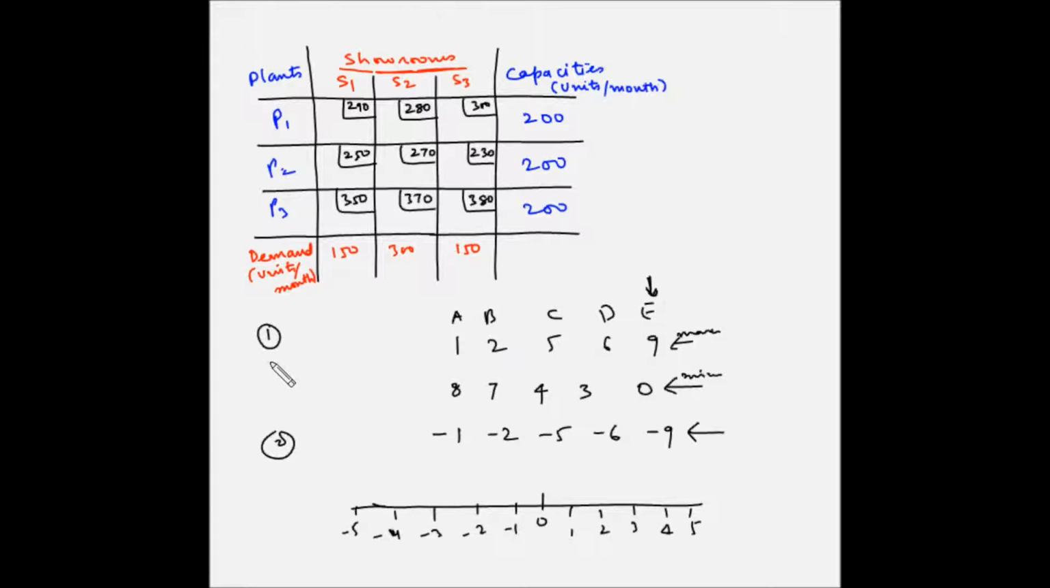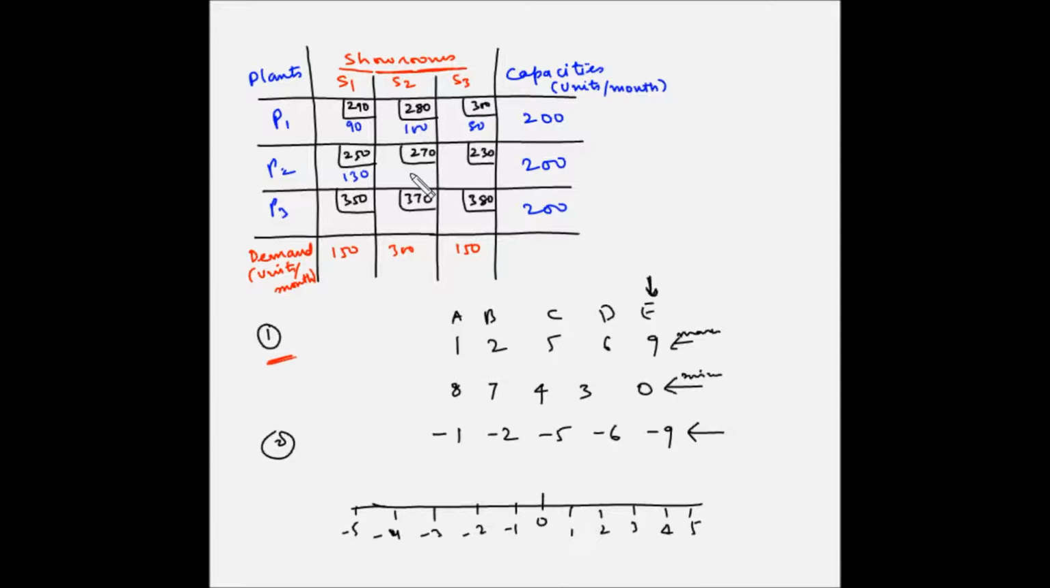Let's use the first method and see how we can solve this problem at hand. So in this first method, we have to subtract all these profit numbers from the maximum profit number, which is 380. So let's do that. So 380 minus 290 is 90. 380 minus 280 is 100. 380 minus 300 is 80. 380 minus 250 is 130.